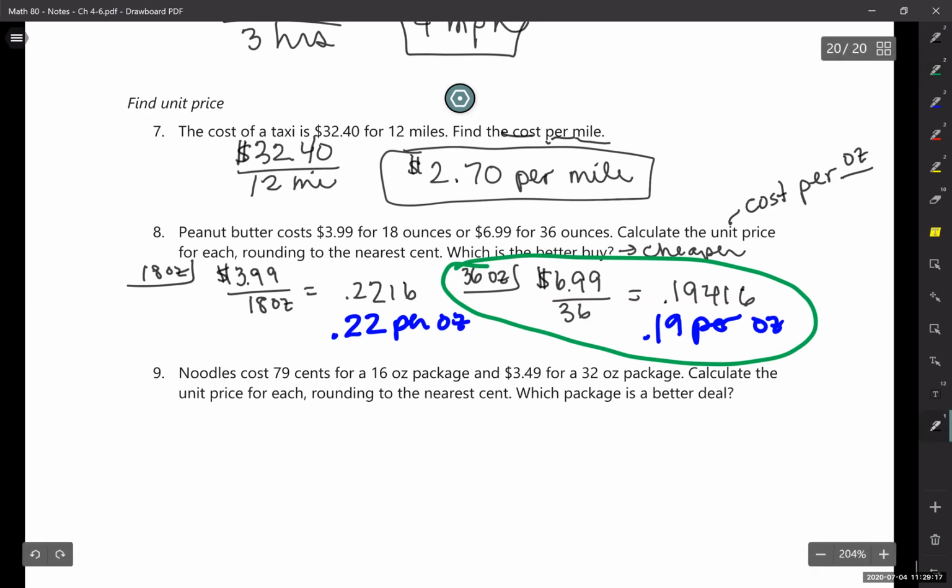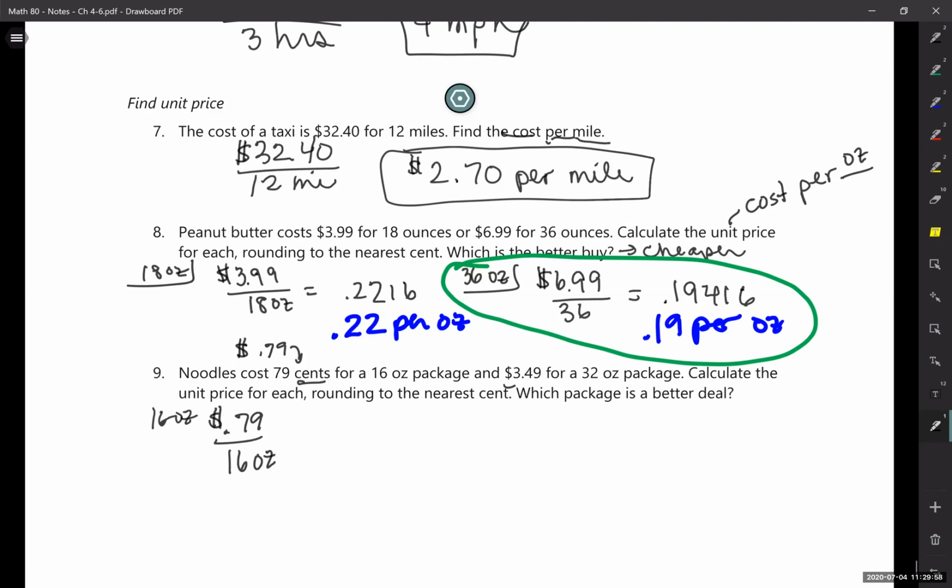Same idea, but now we're buying noodles. And so we have noodles cost 79 cents for a 16-ounce package and $3.49 for a 32-ounce package. Which one is the better deal? So I'll start off with the 16 ounces. And notice this first number is in cents and the second number is in dollars. So I'm probably just going to put both of these in dollars. So 79 cents is $0.79. So we have to make sure the units match up. But I have $0.79 over 16 ounces.